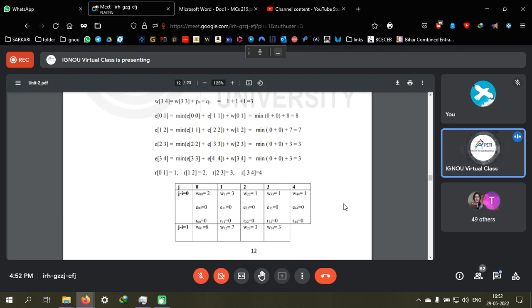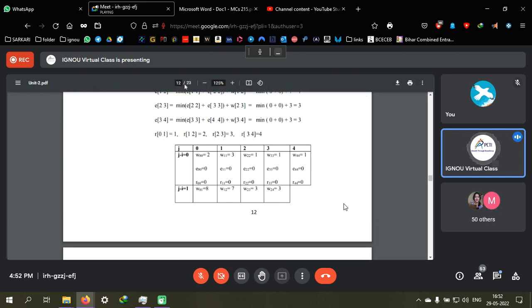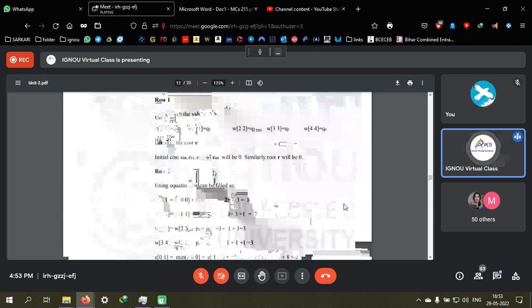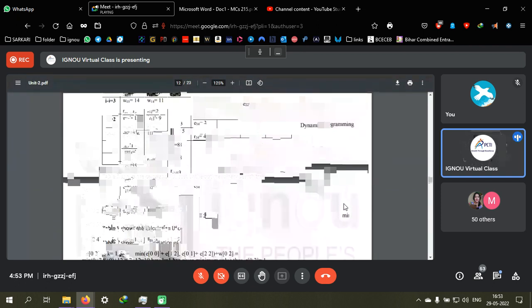Now you have E values, W values. You have to write them in a row and column format. So this is row 0 and 1 when i is equal to 0, and this is 1, 2, 3, 4. So with first, here is 0, that means W00, E00, R00. This is the value of W00. W00 is Q0. Q0 value is 2. We have to put that value here.